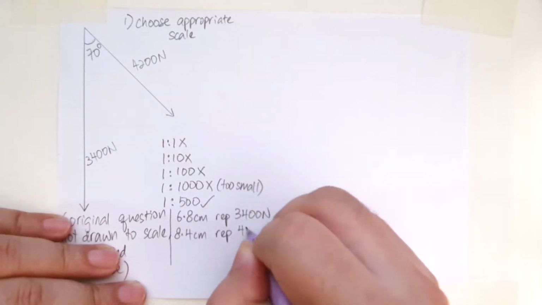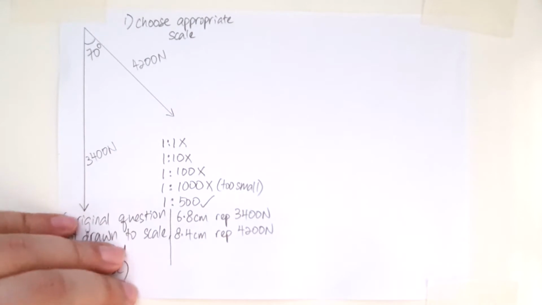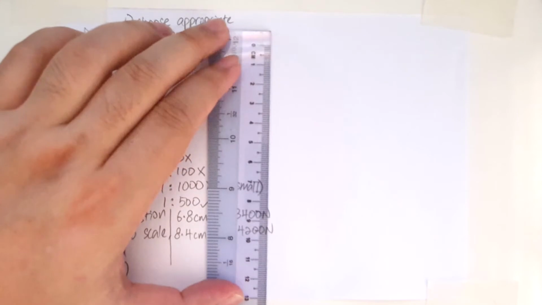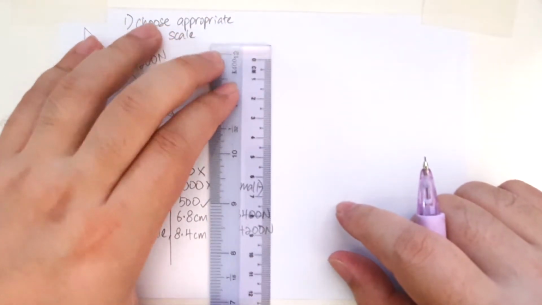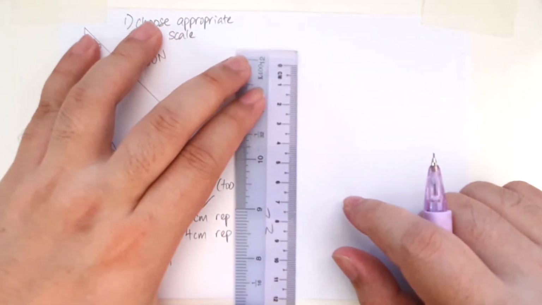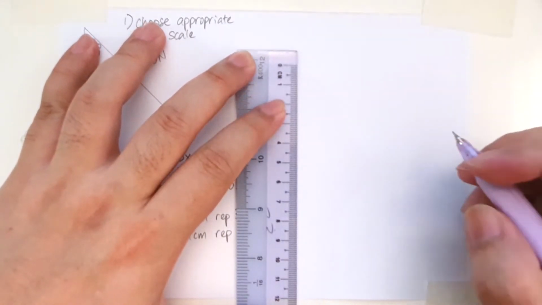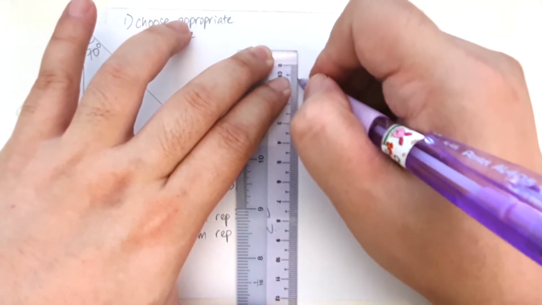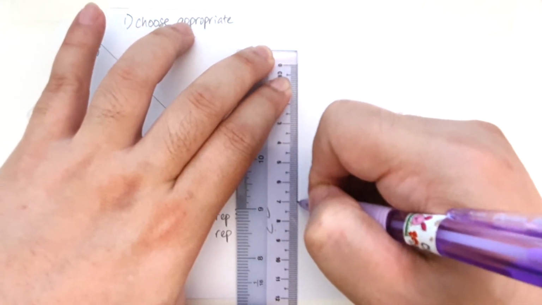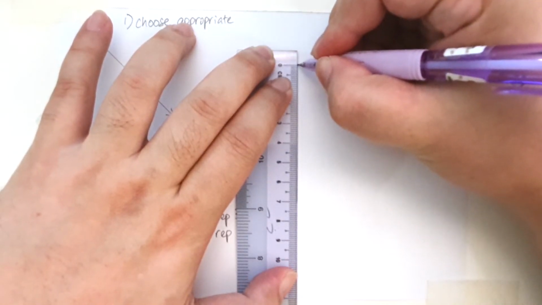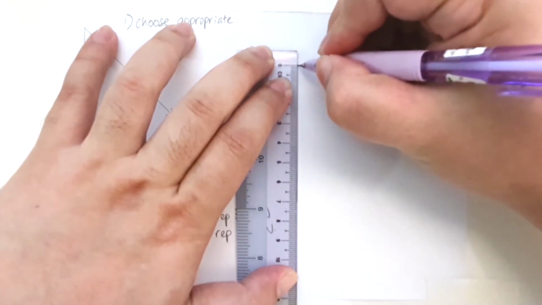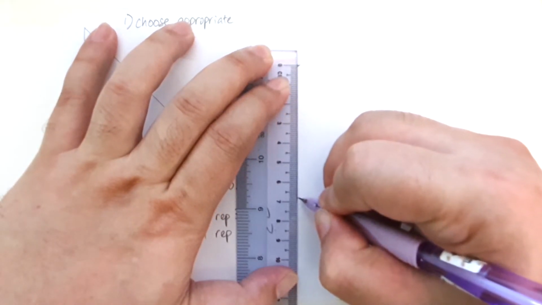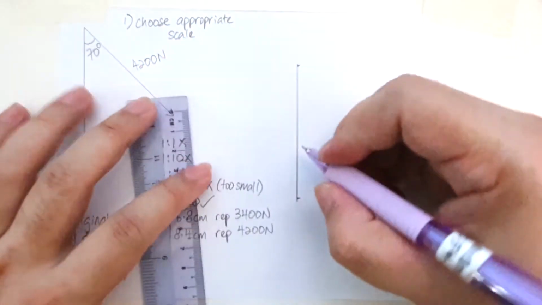So right now, I'm able to represent 3,400 newtons with 6.8 centimeters and 4,200 newtons with 8.4 cm. I now first draw the vector to represent the 3,400 newtons, and that's 6.8 cm. And if you look carefully, I draw a longer line first and mark out 6.8 centimeters. I don't draw exactly 6.8. I draw a longer line and mark out 6.8 centimeters.